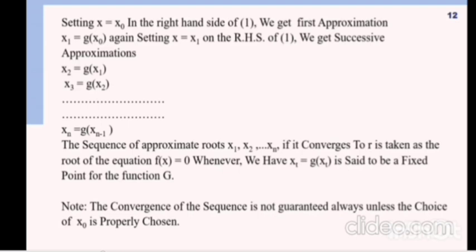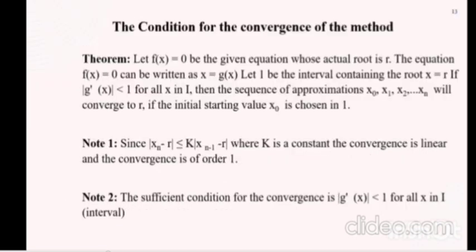Whenever we have x equal to g(x), x is called a fixed point for the function g(x). Note, the convergence of the sequence is not always guaranteed unless the choice of x0 is properly chosen. So next we need to know the condition for the convergence of the method.